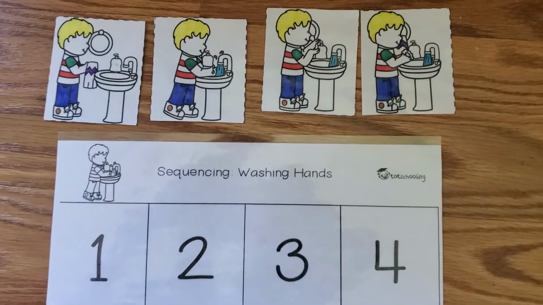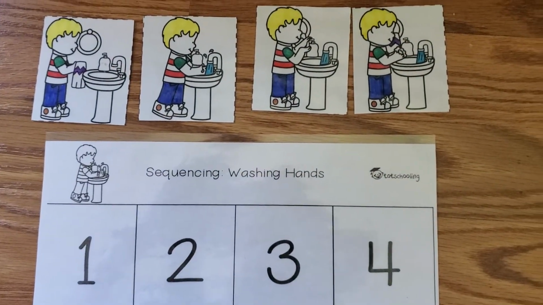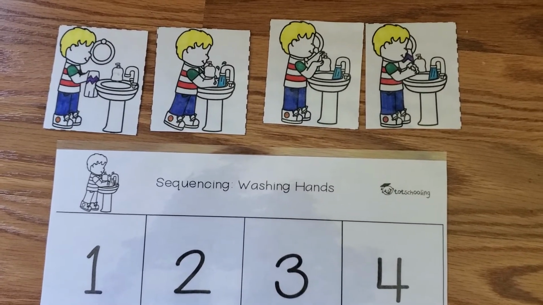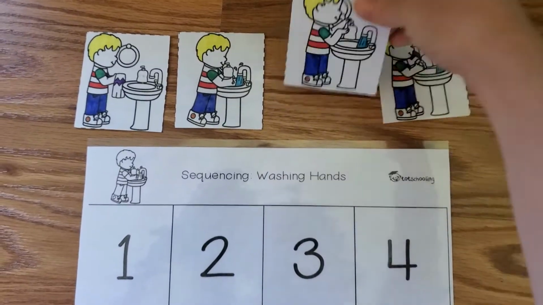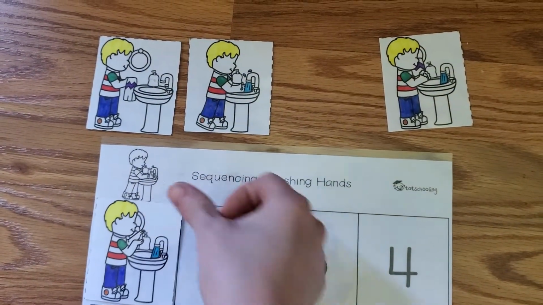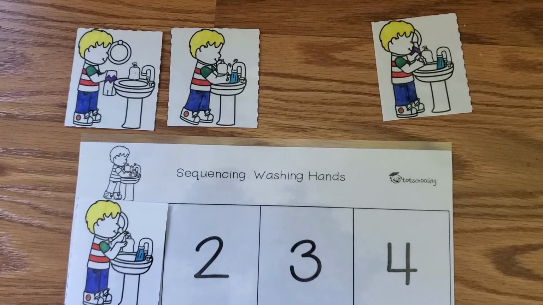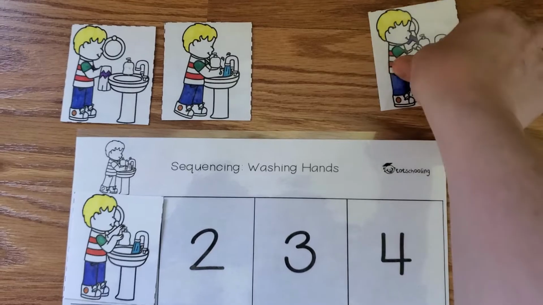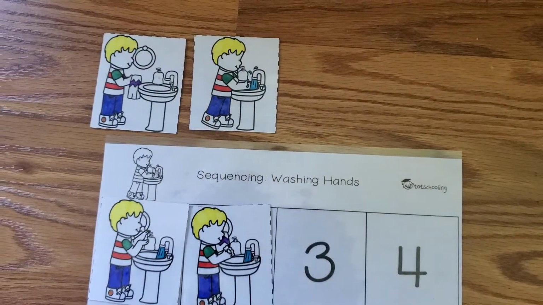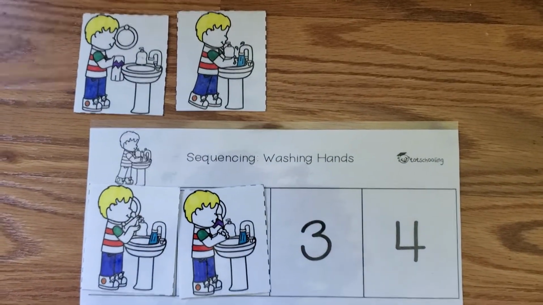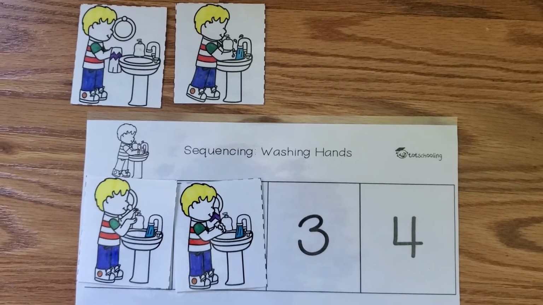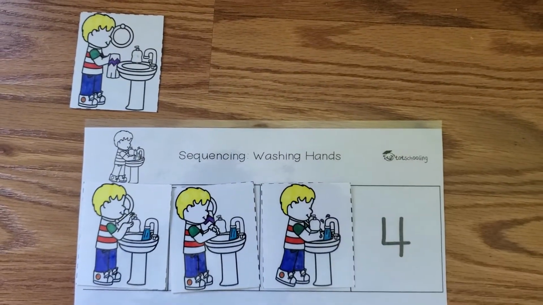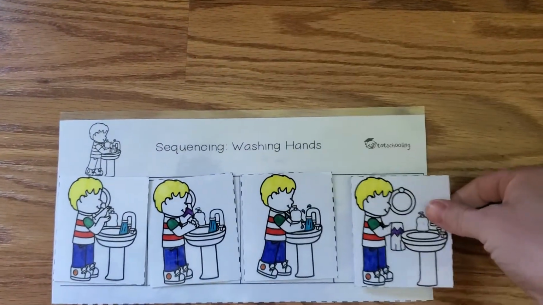This is washing your hands. So what is the first thing you do when you wash your hands? You put soap on them. Next, what do you do? You lather the soap in your hands. And then what do you do? You rinse your hands. And last, you dry your hands.